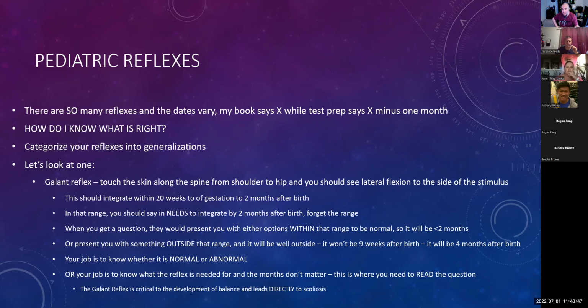And something like Galant, the turning of the spine, is going to be integral to getting balance, and also could lead directly to scoliosis for the baby, which would be bad because we know that the spine is still in development in the baby. And if they get scoliosis, then it could become structural instead of functional. And once we have structural scoliosis, it's problematic.